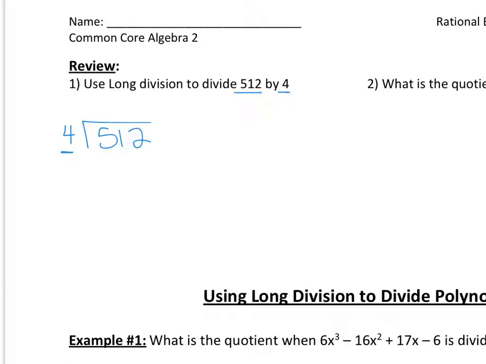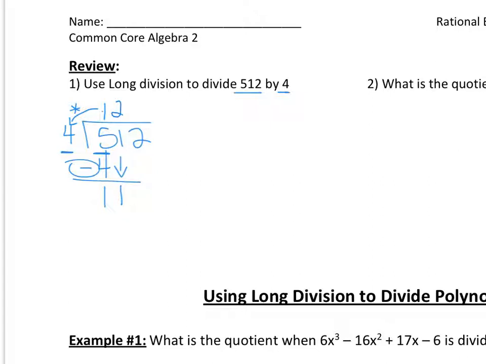So you look at 4. How many times does 4 go into 5? Well, once. And then we do 1 times 4. Remember, that's multiplication there. And we put that here, and then we subtract. So just remember, those are the processes. Okay, after we've done that, we bring down the 1, and we say, how many times can 4 go into 11? Well, 4 can go into 11 twice.